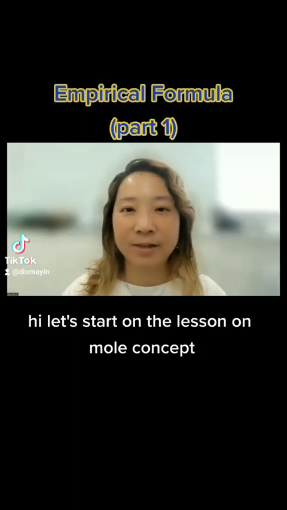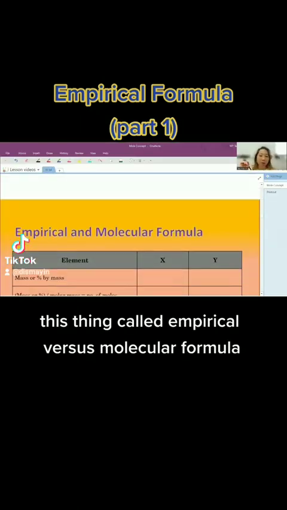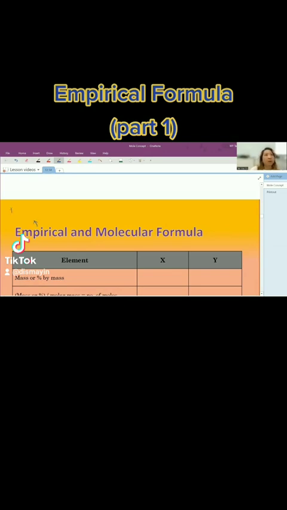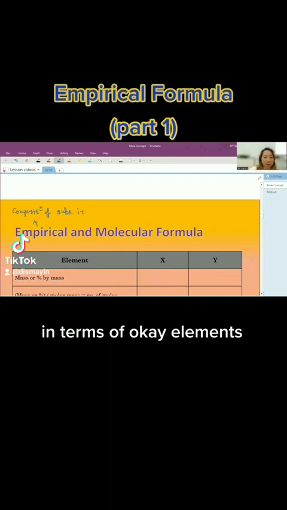Hi, let's start on the lesson on mole concept. This thing called empirical versus molecular formula. Now, empirical formula is actually talking about the composition, okay? The composition of a substance in terms of elements at its lowest ratio.